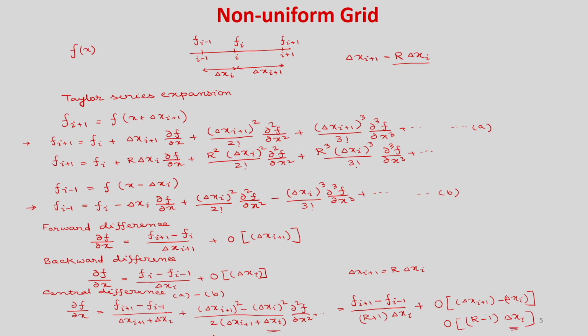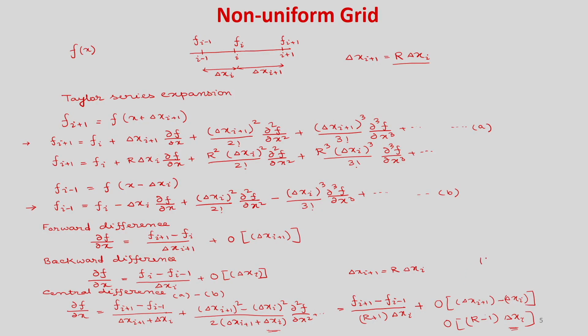So, you are getting first order accurate if it is a non-uniform grid, but if you use a uniform grid, then delta x I plus 1 is equal to delta x I and r will become 1. So, for uniform grid, r will be 1. So, you can see that this first term will be 0 and the next term in the truncation error will be delta x I squared. We have already shown in an earlier lecture that the central difference approximation of the first derivative is second order accurate, right, but when you are using a non-uniform grid, then you are getting a first order accurate scheme.